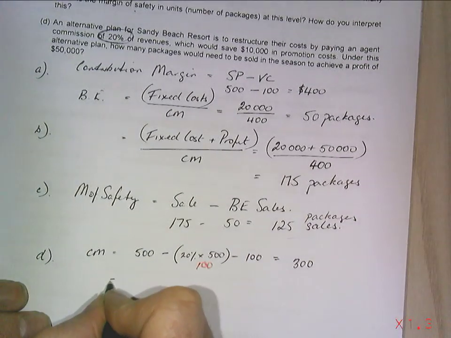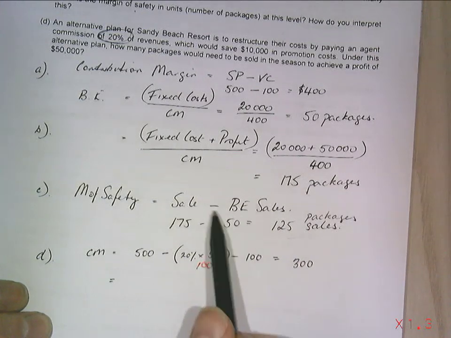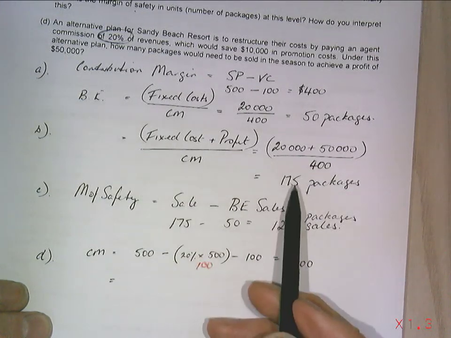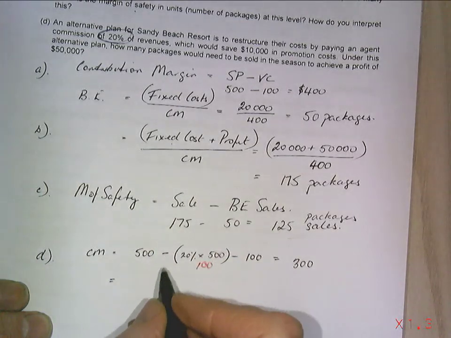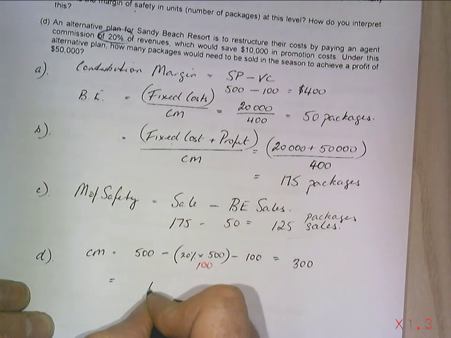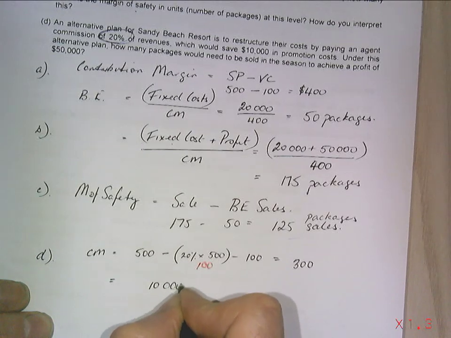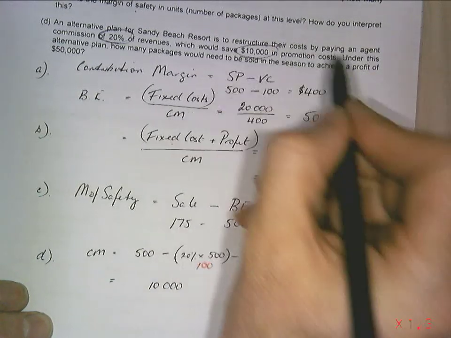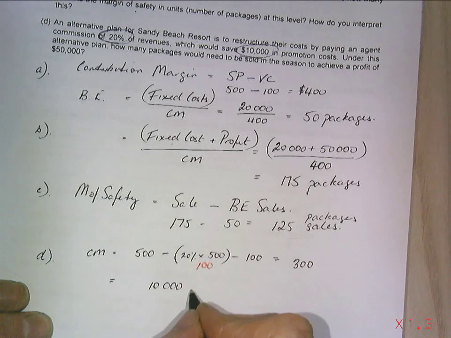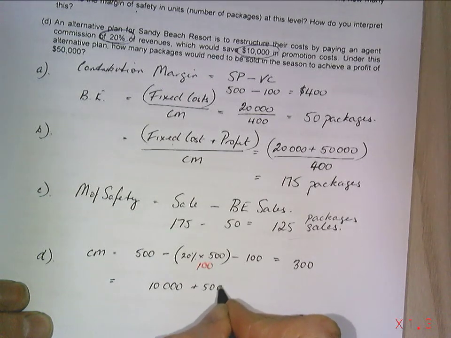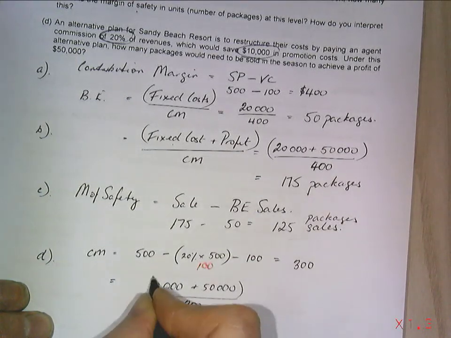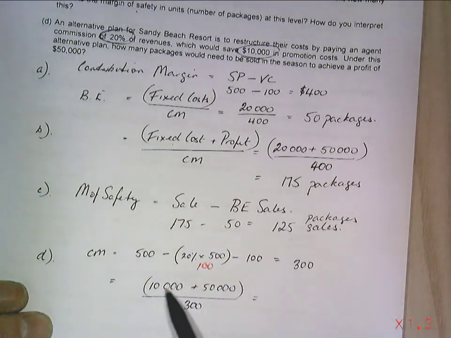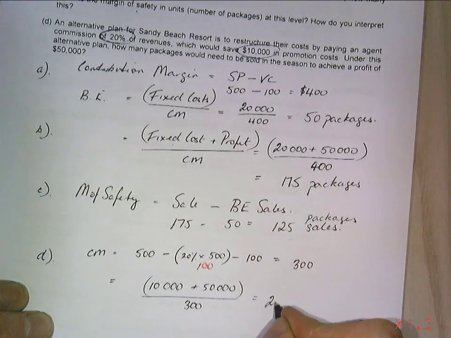And we're looking now to say, okay, how do I calculate my profit again? Well, once again, it's that fixed cost plus profit divided by the contribution margin. My fixed costs have dropped to $10,000 because it's reduced by $10,000, plus my $50,000 profit that we were aiming to make, divided by my new contribution margin of 300. This equals 200 packages.